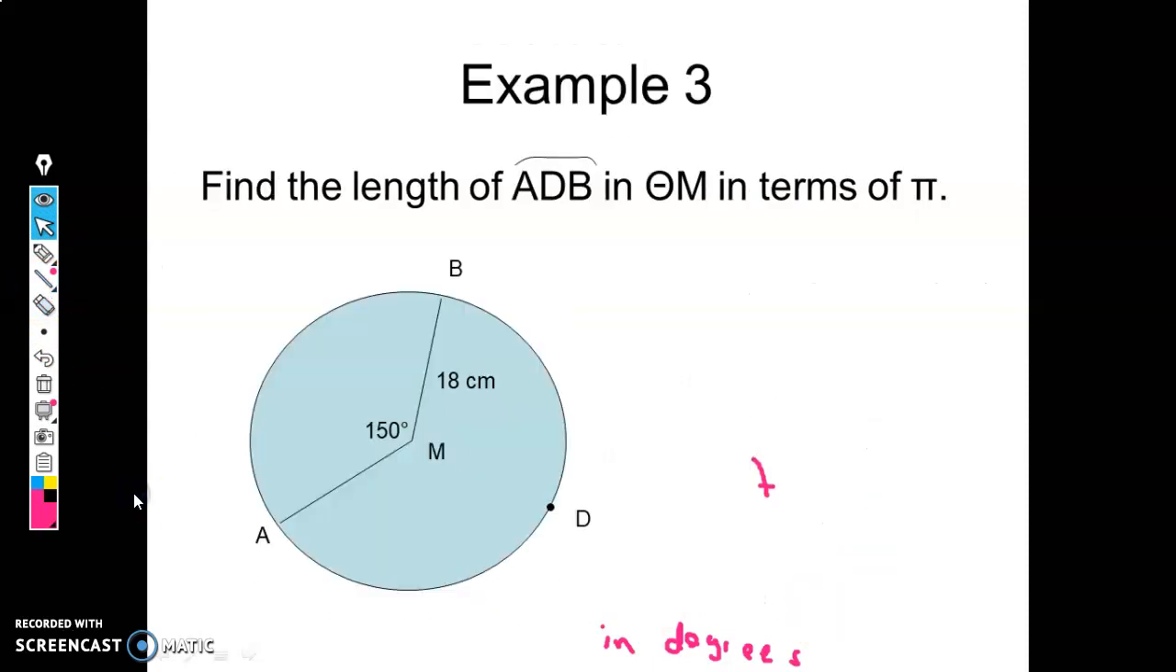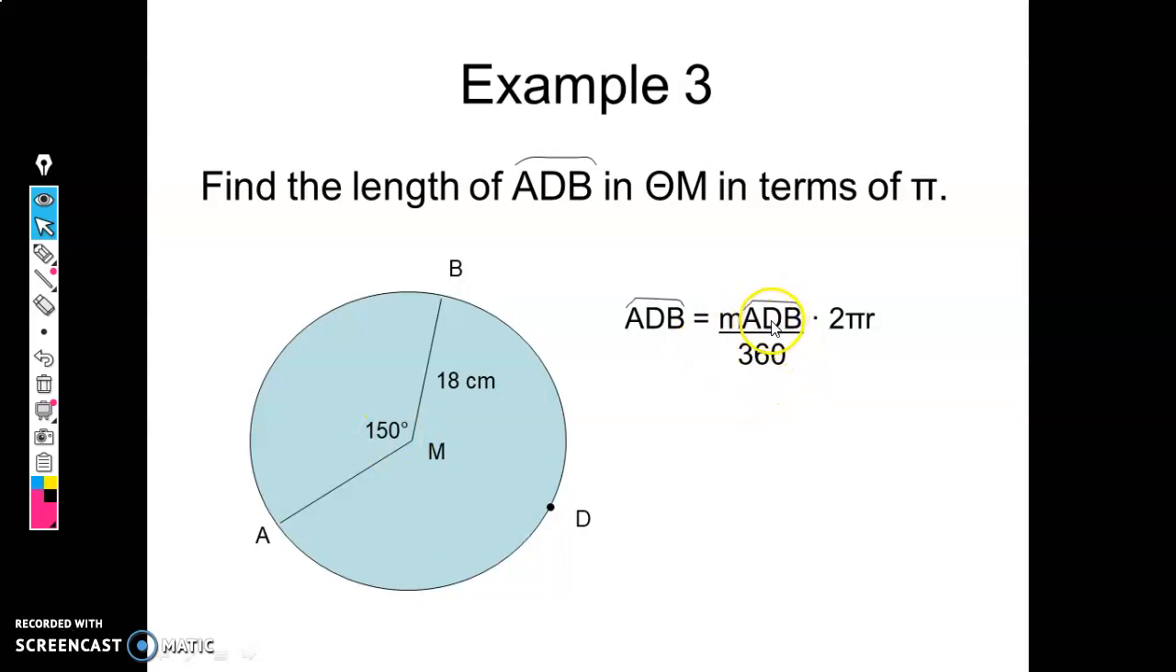Alright, let's look at an example here. Find the length of this arc ADB. Alright, now this one's a little bit tricky because you don't have the degrees given to you, but you can easily find the degrees by taking 360 minus 150, okay?